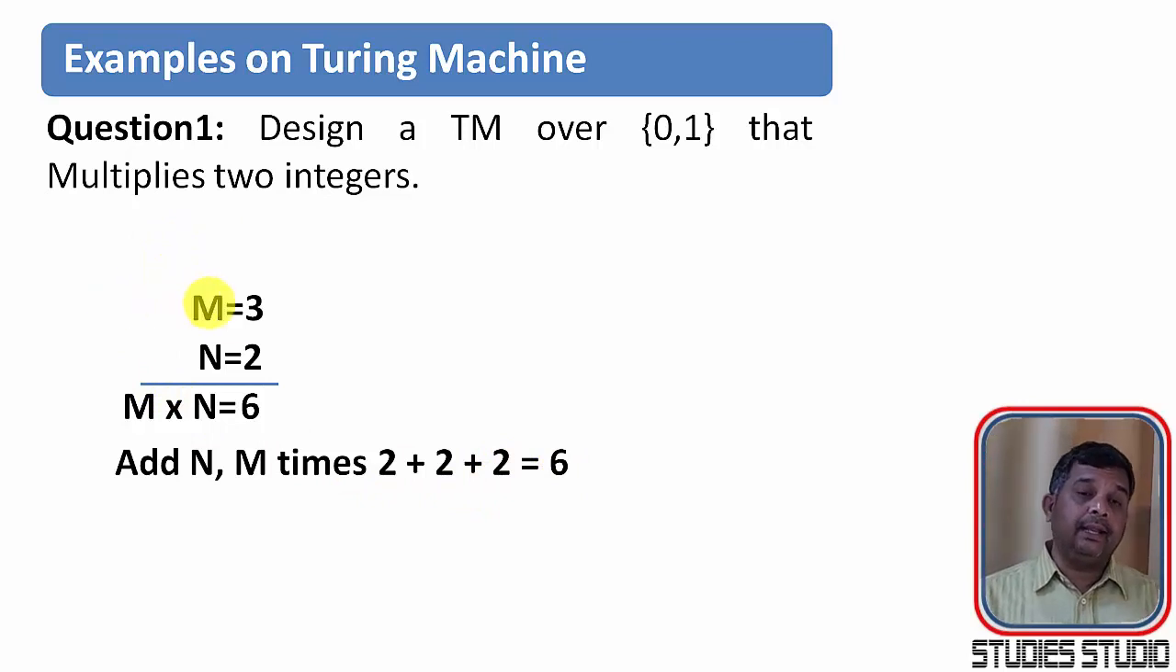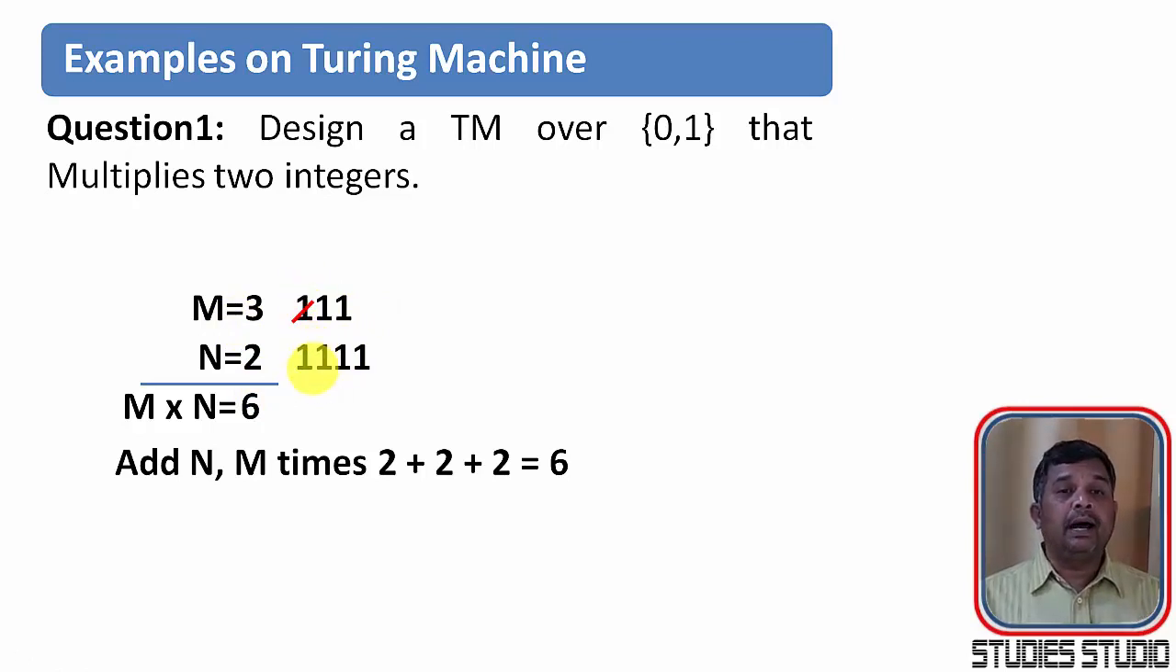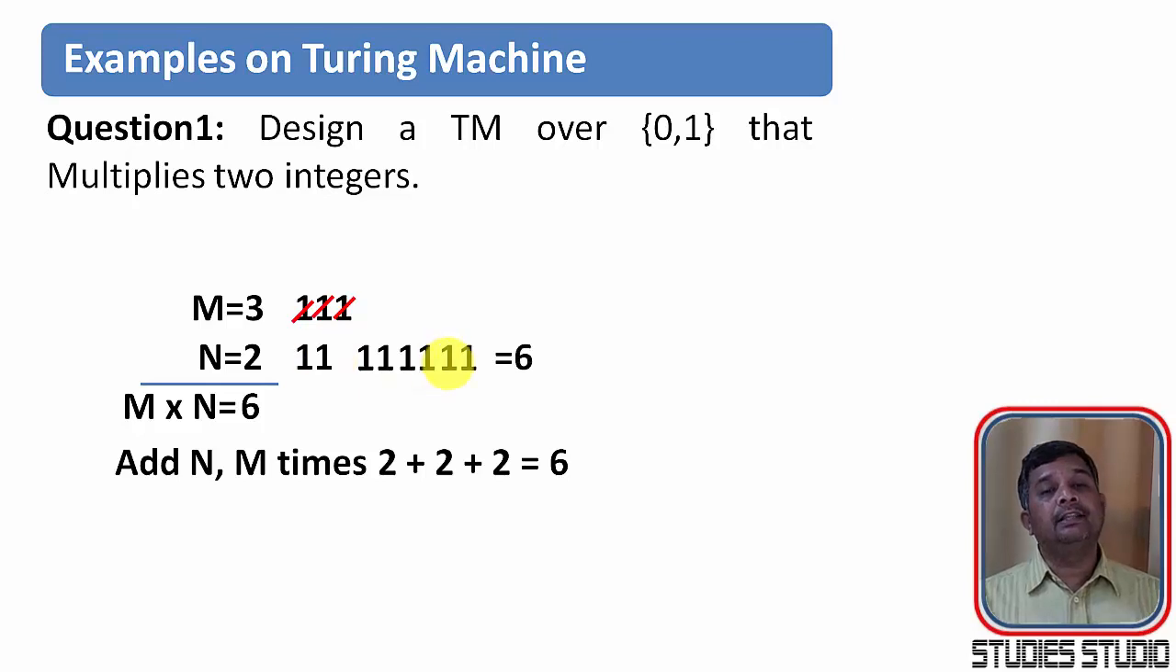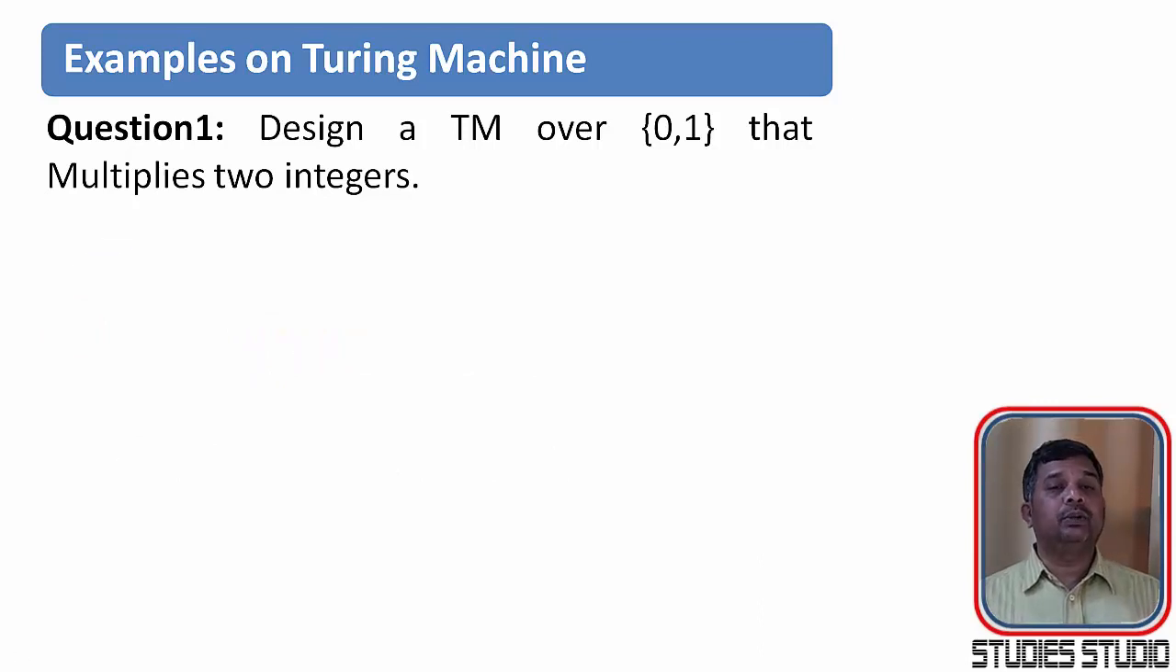So while writing it in the Turing machine, for 3, we'll write 3 ones. For 2, I write 2 ones. It means for the first one, I'll write 2 ones. For the second one, I'll write these 2 once more. And for the third one, I'll write these 2 once more. So I'll get 6 in this way. Let us try to implement this using a Turing machine.